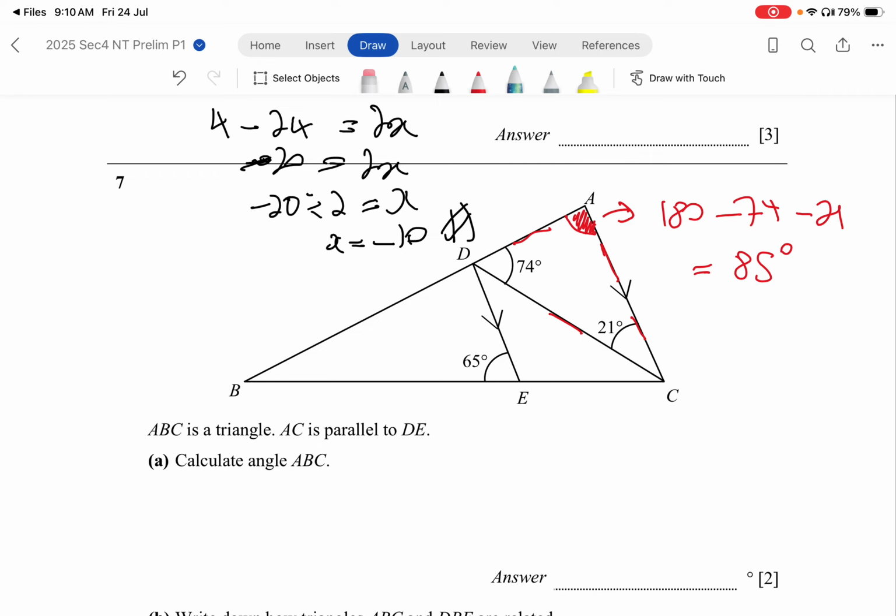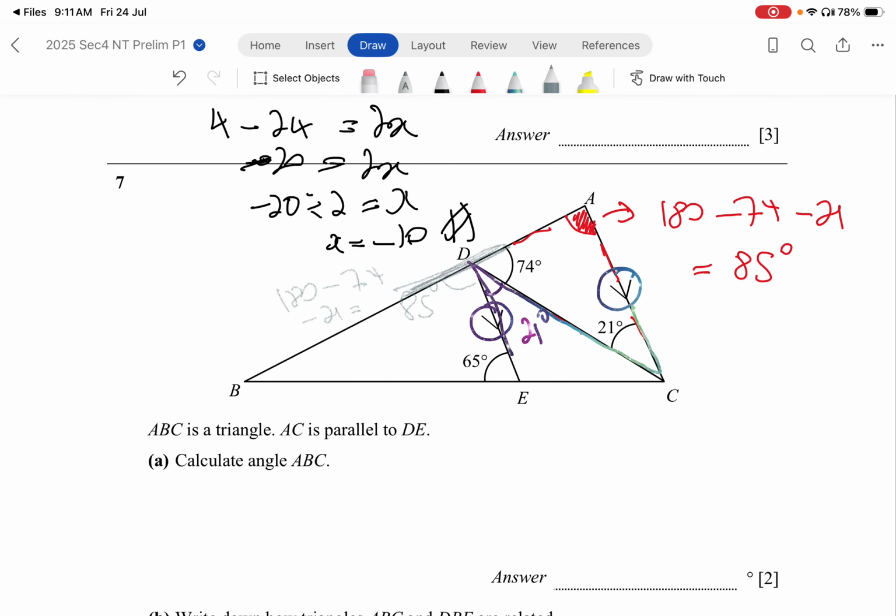See on this part. Can you see these two arrows? It means alternate angles, the Z. These two angles are the same. This angle is also 21 degrees. You see this part, then you can see there's a straight line here. Angles on a straight line add up to 180. This angle is 180 minus 74 minus 21, which is 85 degrees.